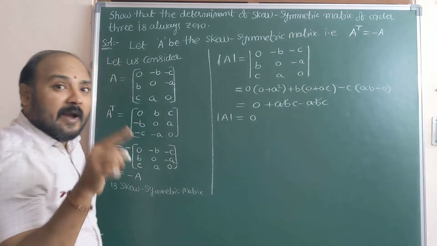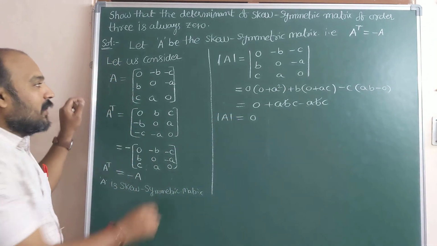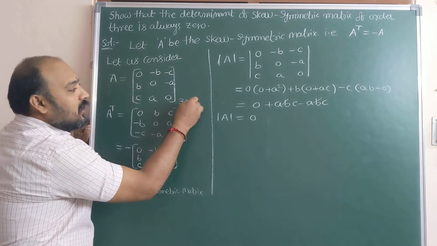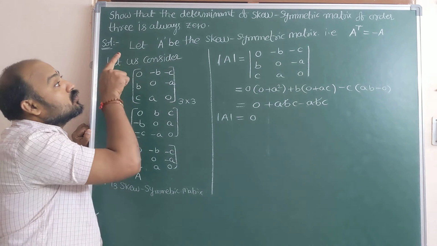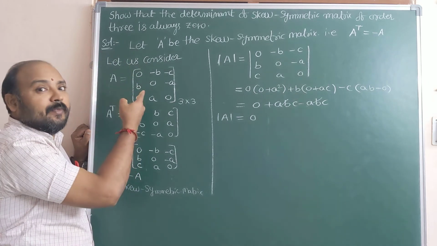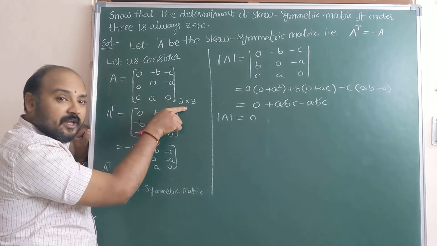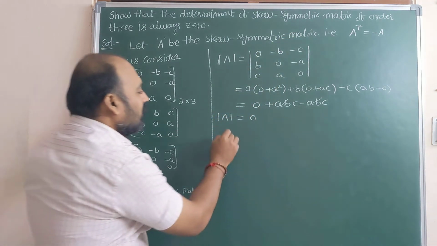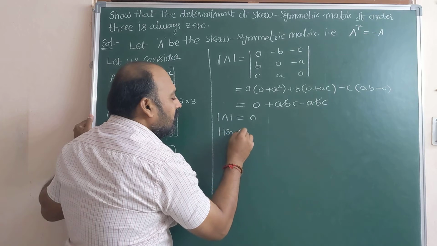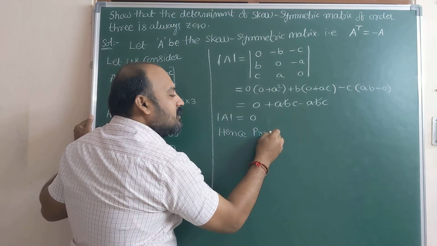So the matrix A is a skew symmetric matrix of order 3 and its determinant is 0, you know, this is proved. Hence proved.